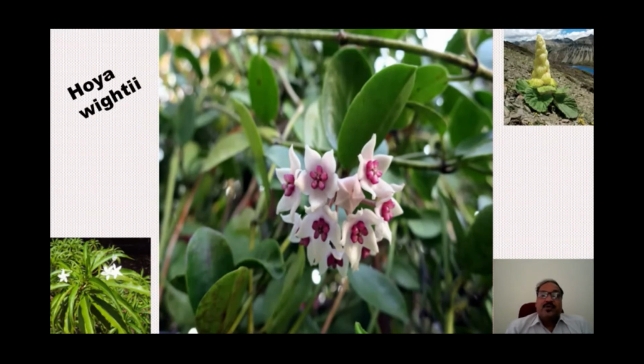Now this plant is Hoya wightii. Now this is distributed in the Idukki, Kannur, Thiruvananthapuram, Palakkad and Wayanad districts of Kerala. It is a vulnerable and endemic species of the Western Ghats of Tamil Nadu and India.